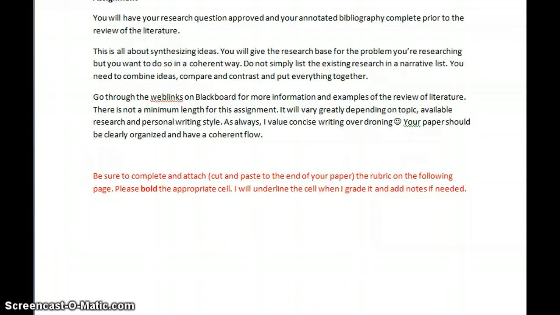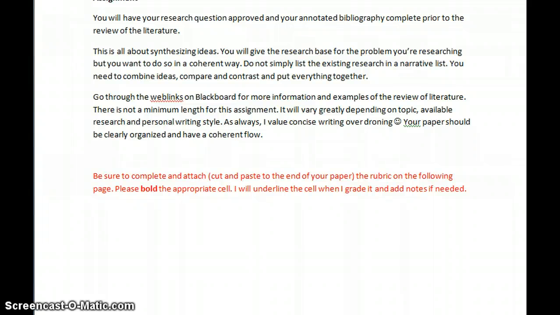Don't worry about having it be super short. You want to make the connections. It's very important that you do that. That's where your learning is really going to come in, by looking at the research and putting all that together. Your paper also needs to be really clearly organized and have a coherent flow.